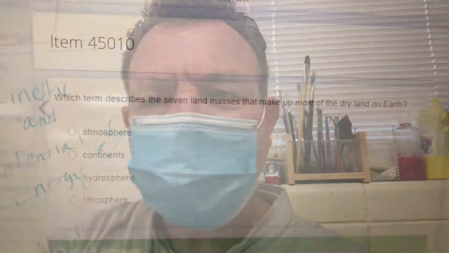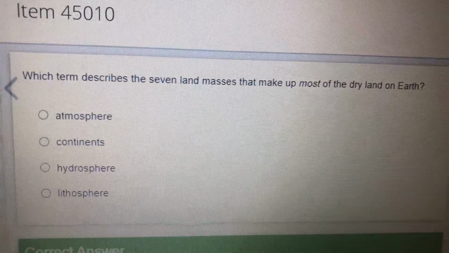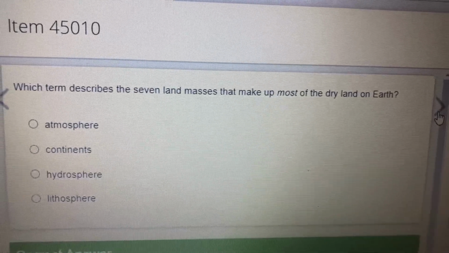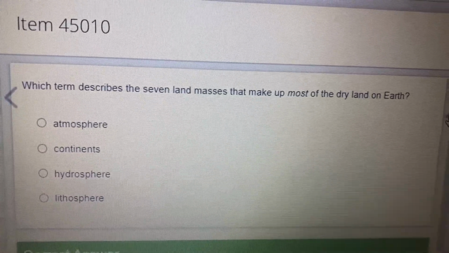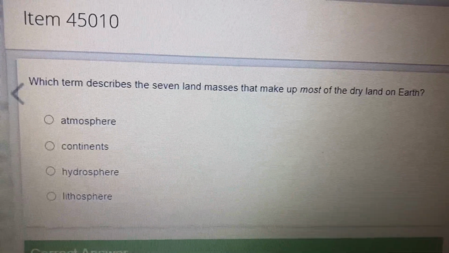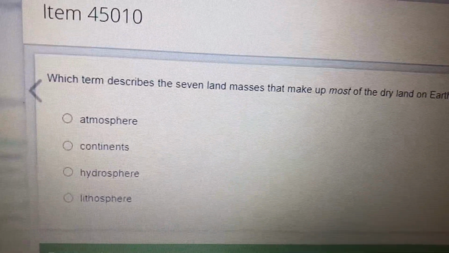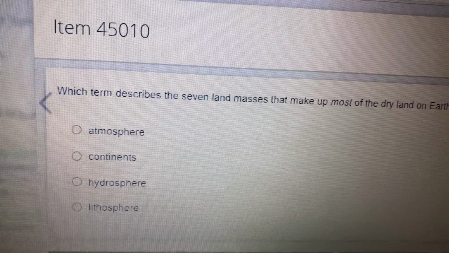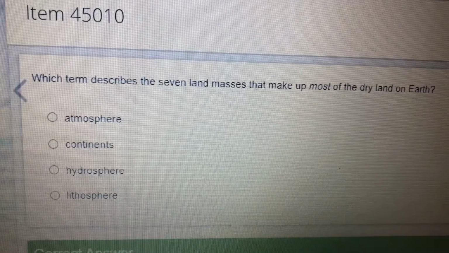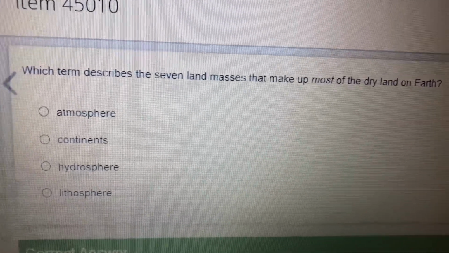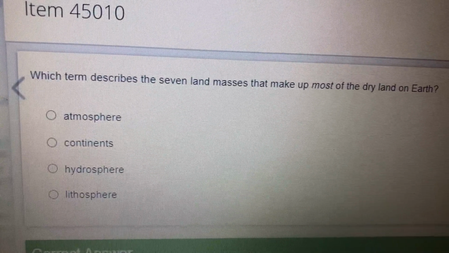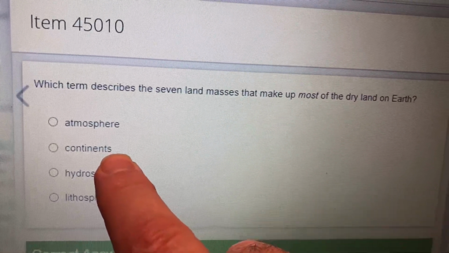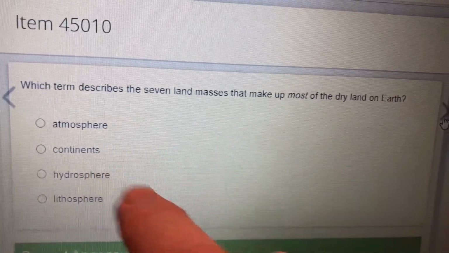So let's look at this question. Which term describes the 7 land masses that make up most of the dry land on Earth? These masses are on the crust, okay? Is it the atmosphere, the continents, the hydrosphere, or the lithosphere? So what are those land masses? And land is the key word here. That's right, it is the continents. The continents are on the crust of the Earth.